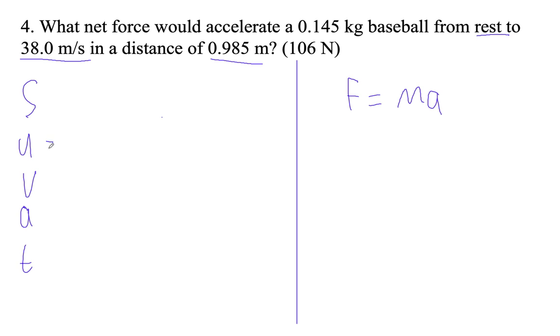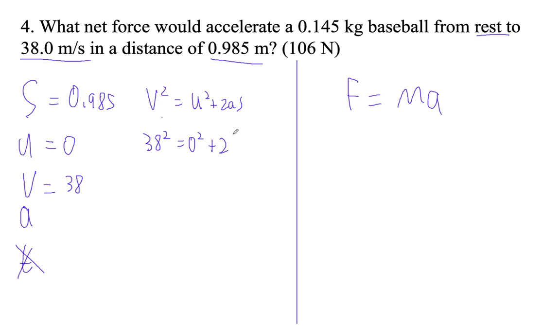So let's see, rest is 0. This is our final velocity. This is 0.985. We want a, so we'll use no t, right? Okay, 38 squared equals 0 squared plus 2 times a times 0.985. Okay, so a is going to be 38 squared divided by 2 times 0.985.